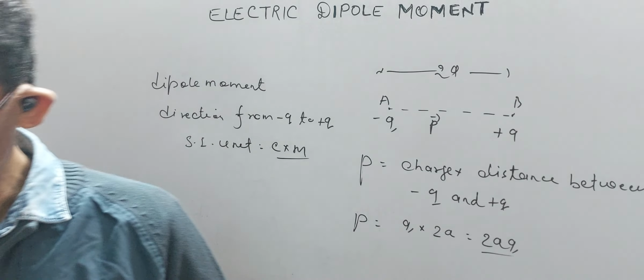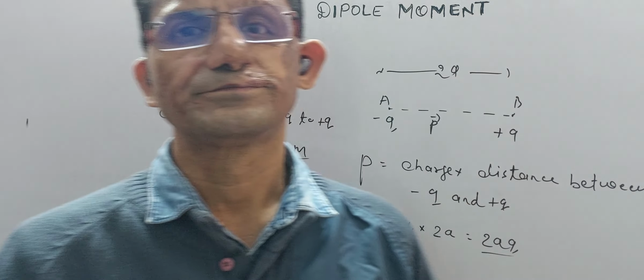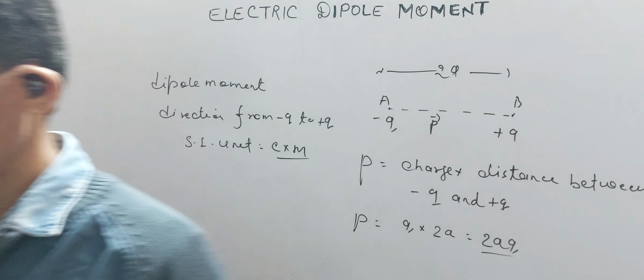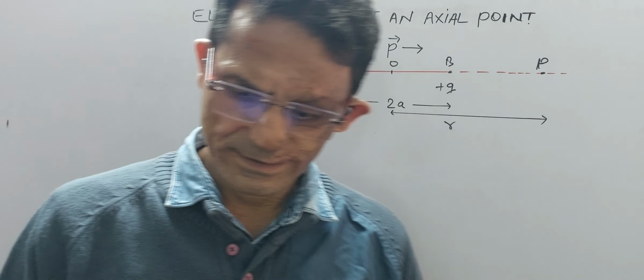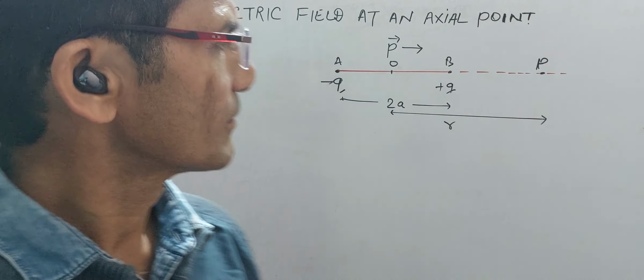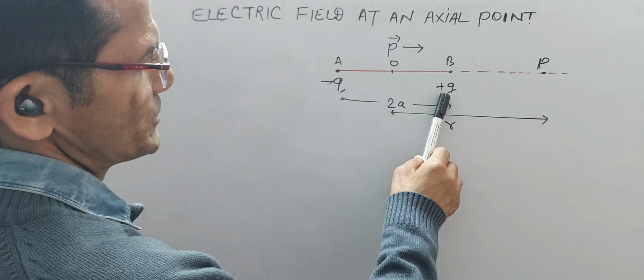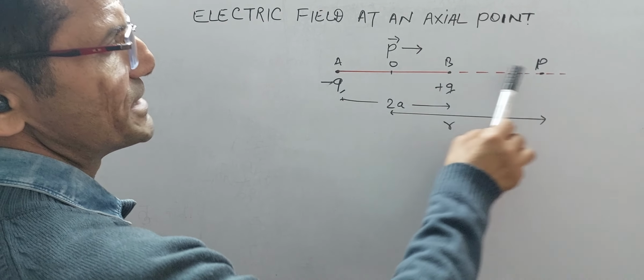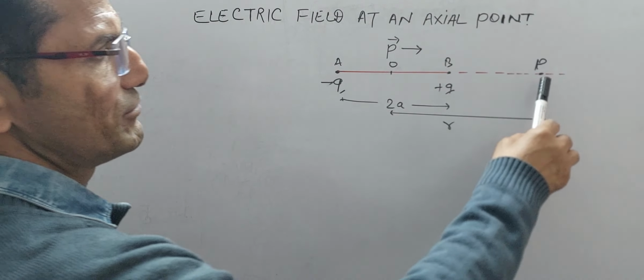Now, next topic: we have to find the dipole moment in two positions. Now we are going to start with the electric field due to a dipole at an axial point. This is our dipole. It is made of two charges, minus q and plus q, and this is the axis of this dipole. We need to find the electric field due to this dipole at a point P.